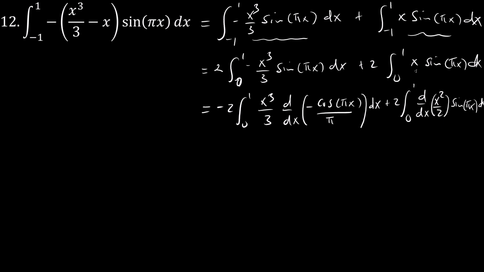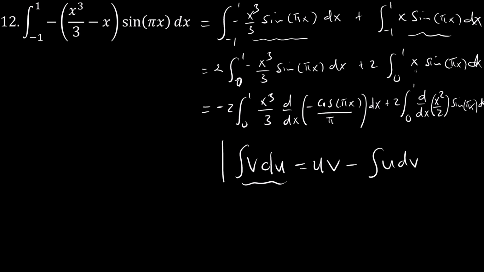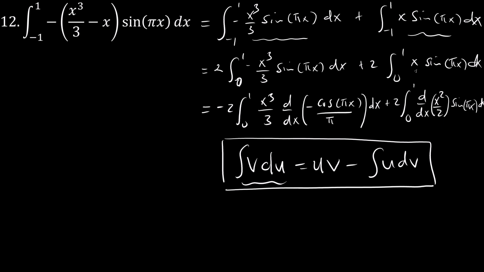What do we do next? We're going to use integration by parts. And just to remind us, what is integration by parts? Integration by parts is an integral such that when you have a product of function v and the derivative of function u, we have uv, and integrate that, we have uv minus the integral of u dv. So this is a nice linchpin.